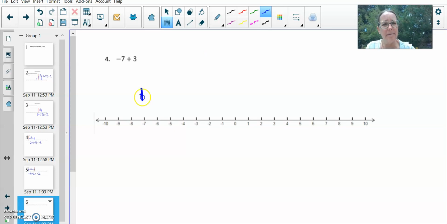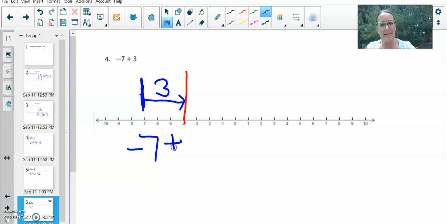-7 plus 3. I start at -7. I move 3 spots to the right, label that arrow 3, and I get my final answer, which is -4. So my number sentence, -7 plus 3 equals -4.